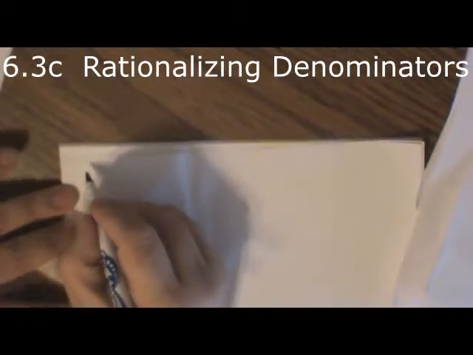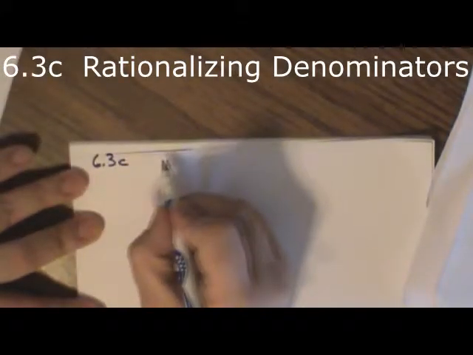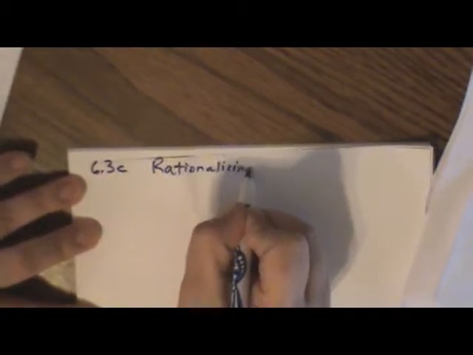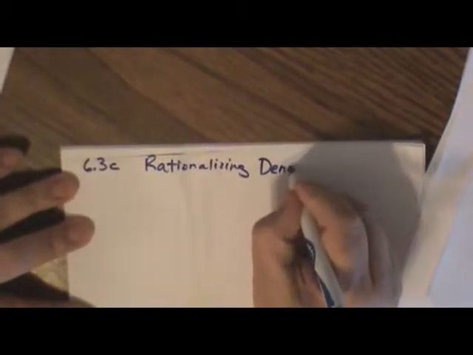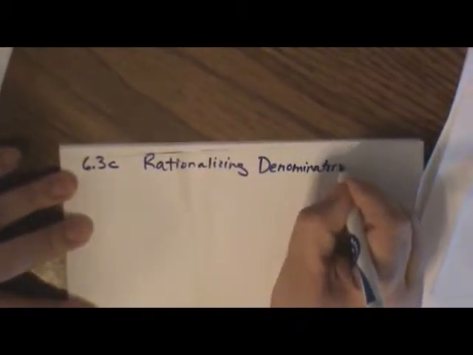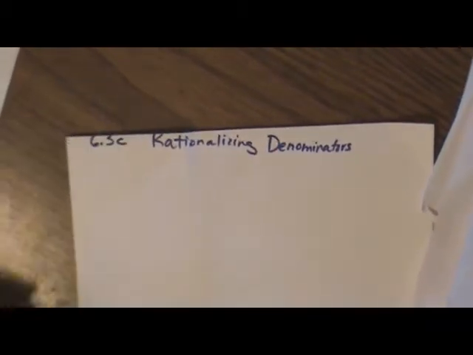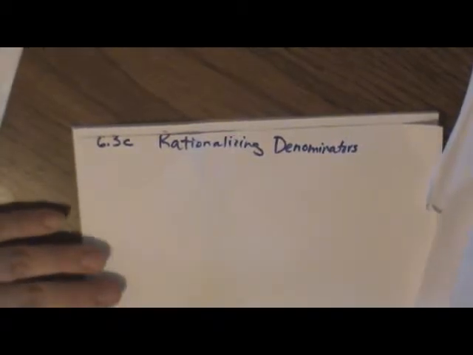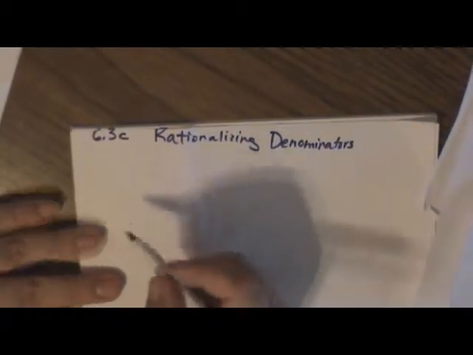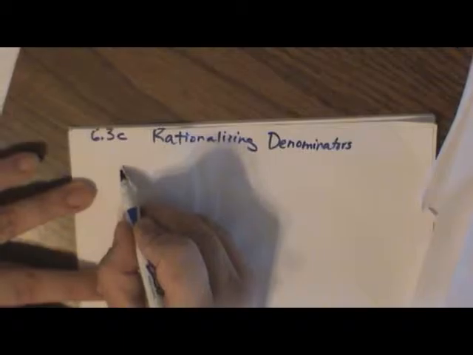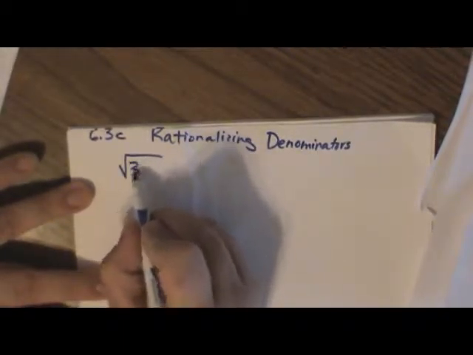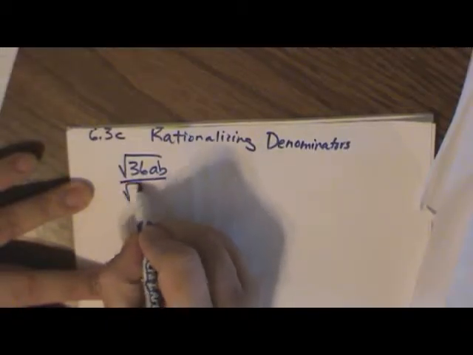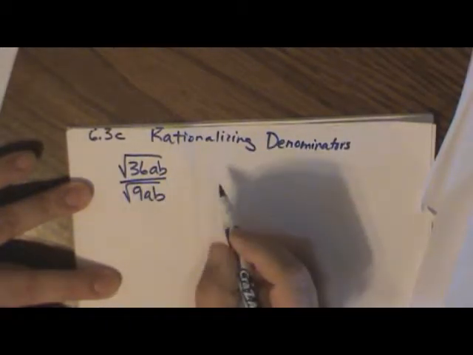This section is section 6.3c, which is rationalizing denominators. Okay. Yikes. Did not write that very well, did I? We have the square root of 36ab over the square root of 9ab.